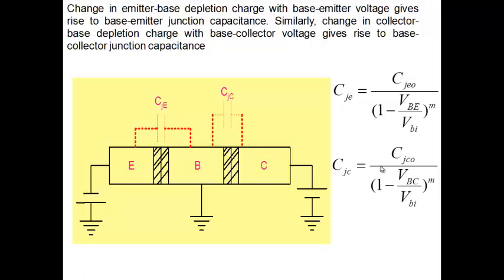Collector junction capacitance has a similar form, and these three parameters will be given to you. Although I've not shown it over here, VBI is different for the emitter-base junction and for the base-collector junction. So although the same VBI is used here, in general they are different. Again, if we give you from the circuit the base collector voltage VBC, from there you can calculate what is CJC. So these are two capacitors that arise because of depletion charge.